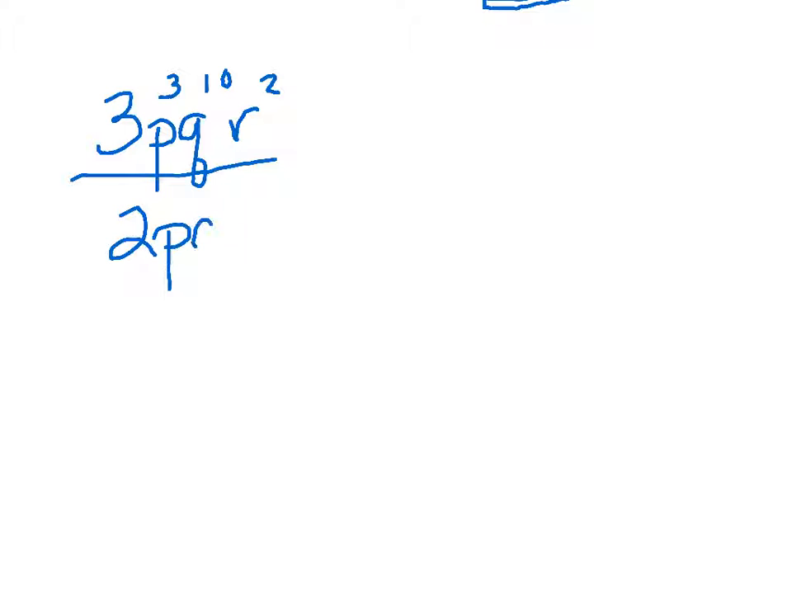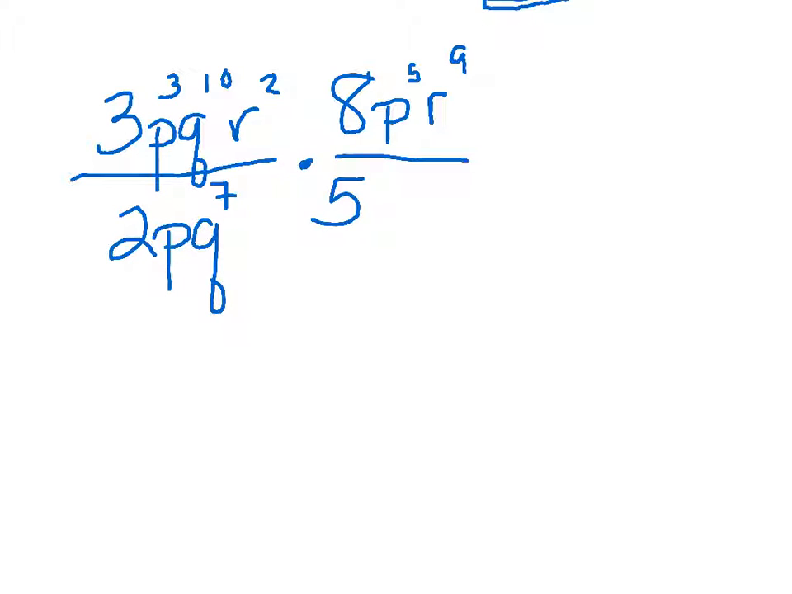Let's see, let's do 3p to the 3rd q to the 10th r squared over 2p q to the 7th, times, let's do 8p to the 5th r to the 9th, and then on the bottom of that fraction, what sounds like a good number? 5? 5, let's just do r to the 6th power. Again, let's just start with tops times tops, and then bottoms times bottoms.